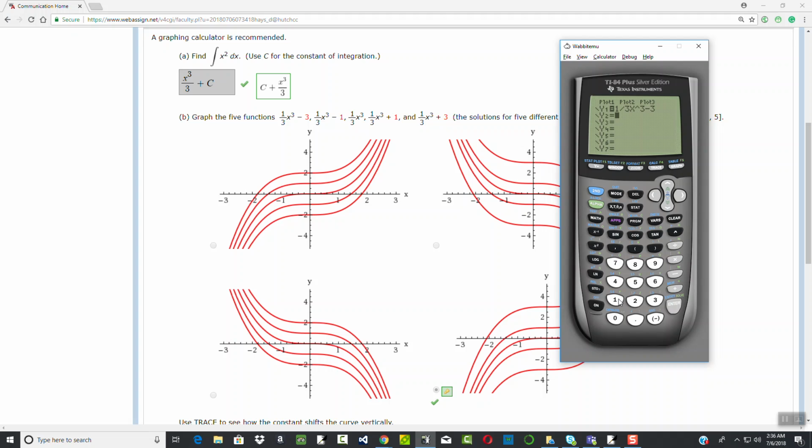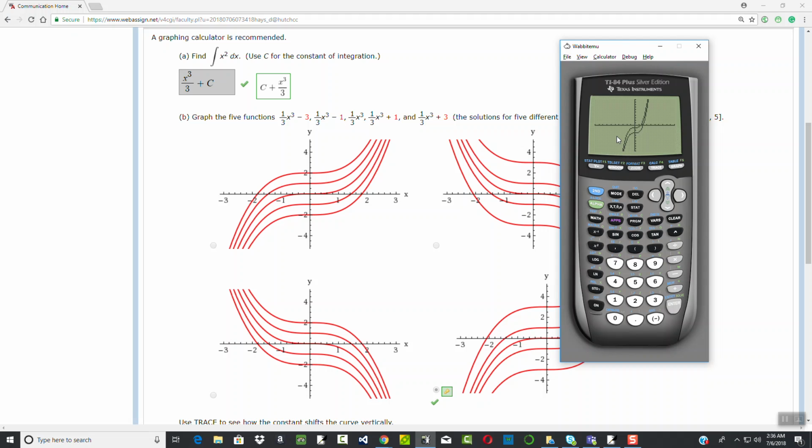And by graphing them all, x caret 3 minus 1. Now if I press graph here, I'm going to see the two graphs. There's one of them, and there's another one.